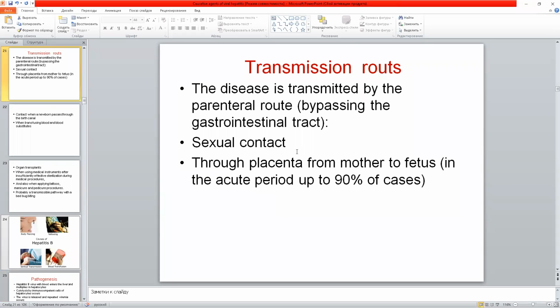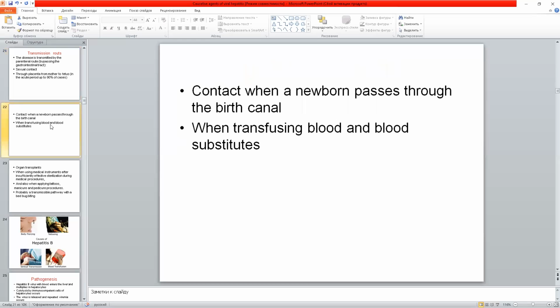Parenteral means avoiding the digestive tract, the gastrointestinal tract; another place of entering, not through the digestive tract. Sexual contact between people, if the mucosa is destroyed, and through the placenta from mother to fetus. In the acute period, up to 90% of cases, the fetus will be infected for sure. Then, if the fetus was not infected, anyway the newborn will be infected, passing through the birth channel during delivery. And of course, by mistake of doctors, transfusion of blood and blood substitutes.